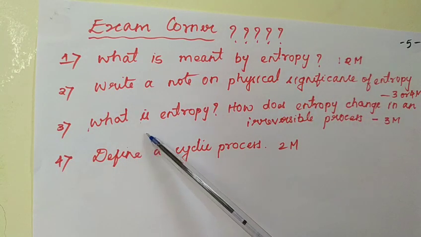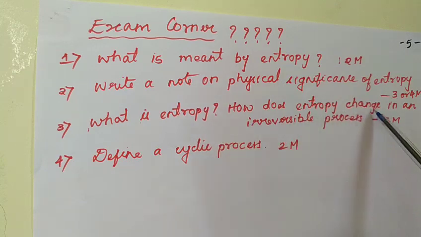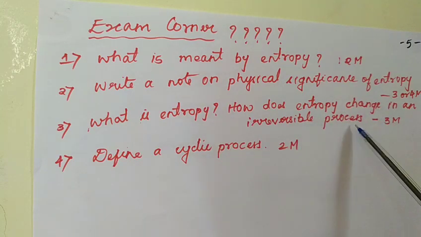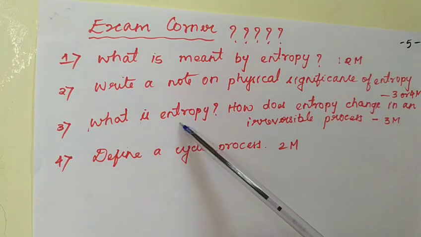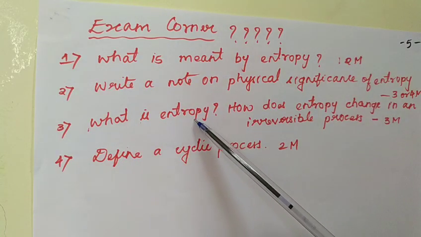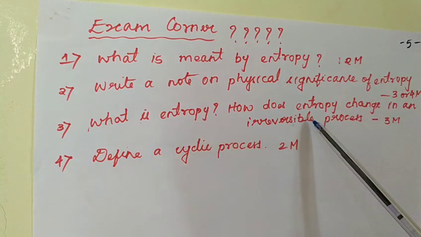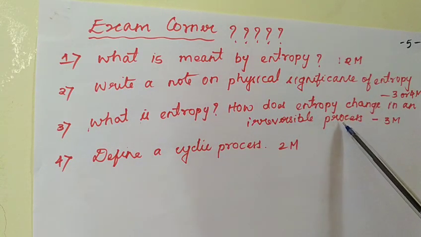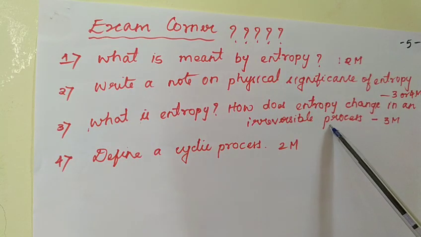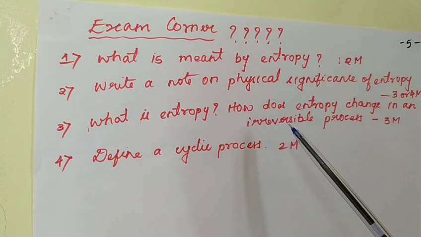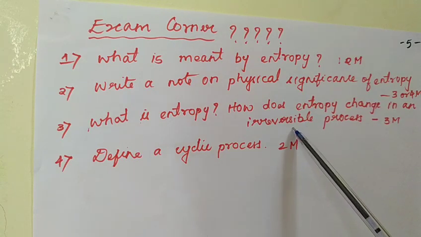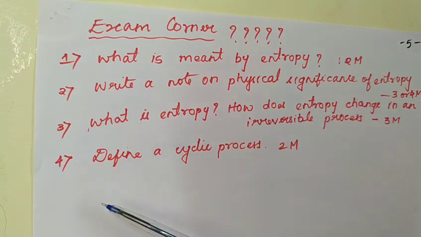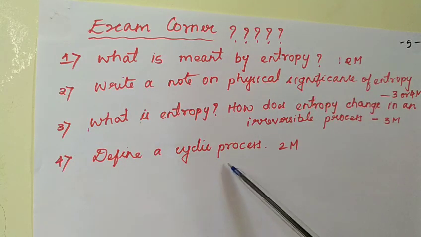The third question is: what is entropy? How does the entropy change in an irreversible process? This is a reason-giving question. You should define entropy, whereas in case of an irreversible process, the entropy change is always maximum. We know all naturally occurring processes are irreversible, and in an irreversible process the entropy is always maximum. The fourth question is: define a cyclic process.